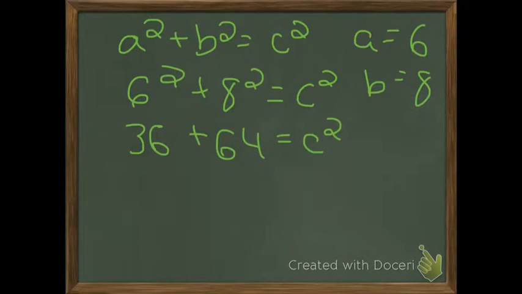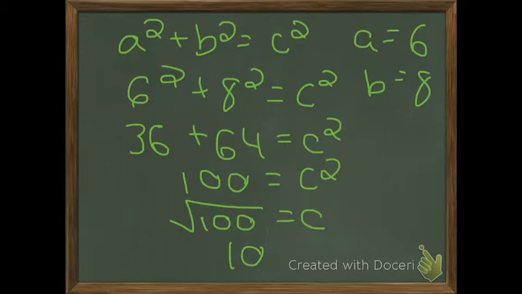The next step is simplifying what we already know. We know that 36 plus 64 equals 100, which means 100 equals c squared. C squared means finding the square root, so the square root of 100 equals c, and the square root of 100 equals 10. That means c equals 10, and we've discovered the missing length of c.